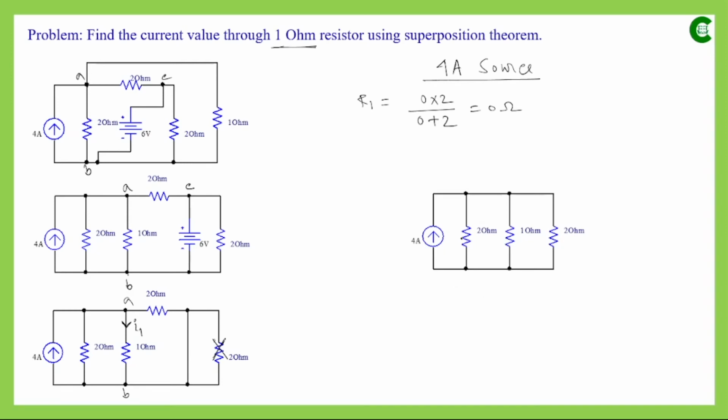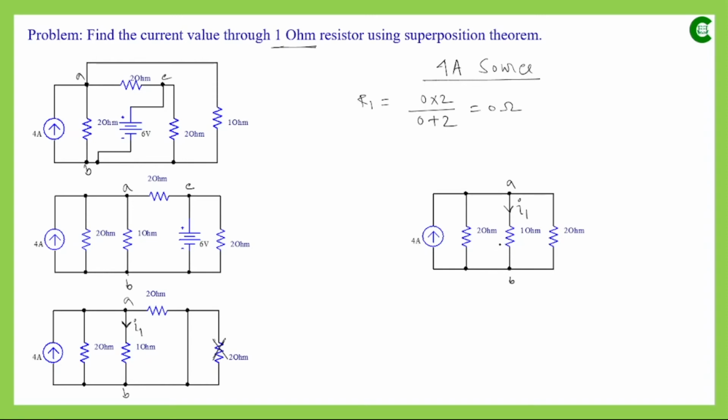In the modified circuit we have this current source, we have this 2 ohm resistor, and we have this concerned resistor through which we want to find the current value, and on the right side we have only a 2 ohm resistor. Now we can see here that these three resistors are connected in parallel with each other. With that there is a current source of 4 amperes.